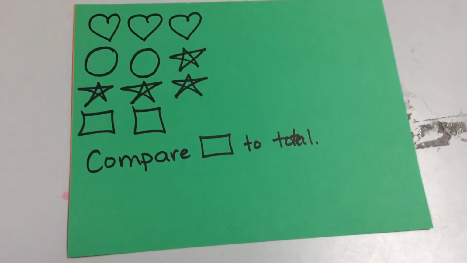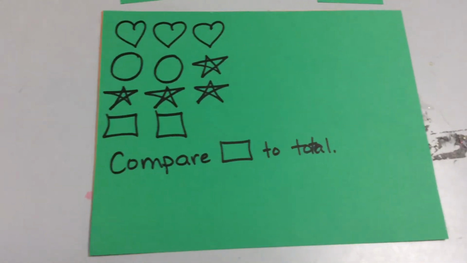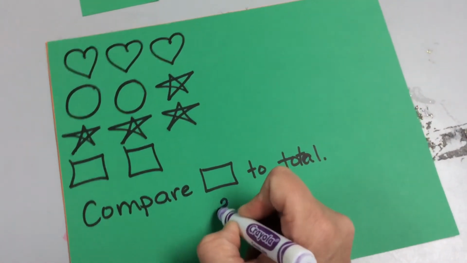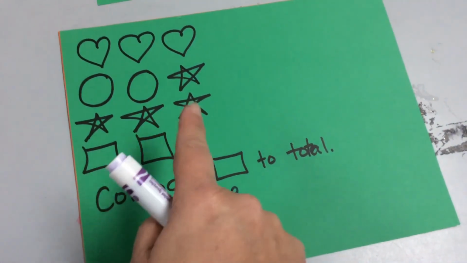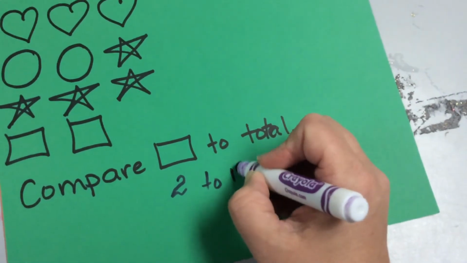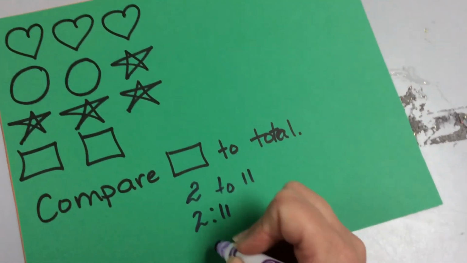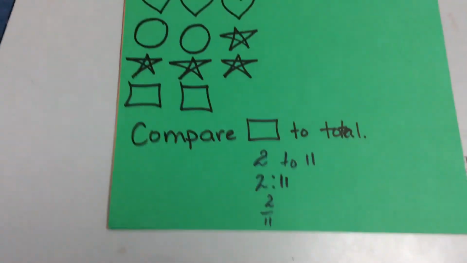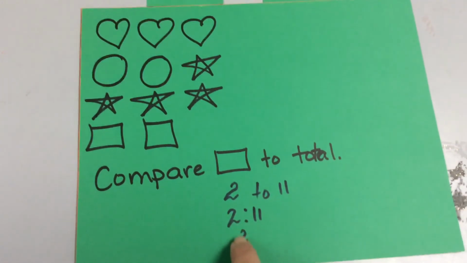All right, let's look at this. Here, we're going to compare squares to the total amount. Well, let's stop and think about total for just a second. Total means all, okay? So if I look up there, I have 2 squares, and then total I have 1, 2, 3, 4, 5, 6, 7, 8, 9, 10, 11. So 2 to 11. That's the first way to write it. I'm going to write it using a colon, and then I'm going to write it again as a fraction, 2 to 11. Okay, notice whatever came first in my comparison went first in my ratio.